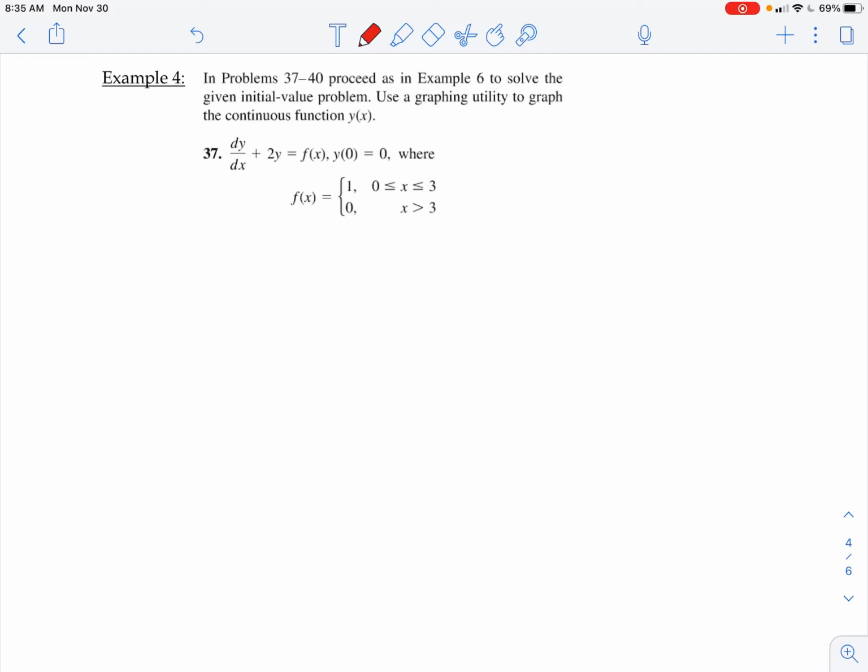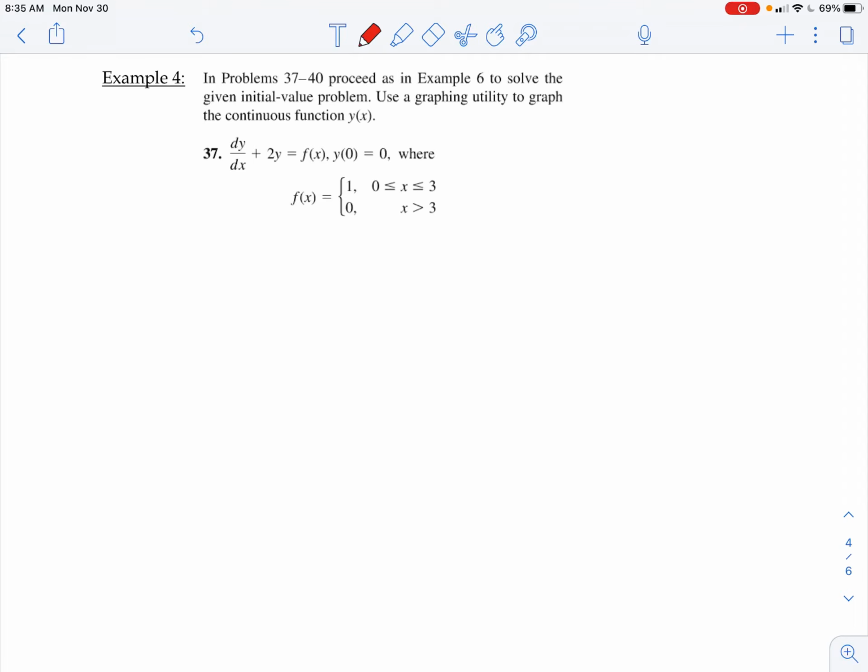Up the notes. I'm not going to make you use a graphing utility to graph the continuous function y of x. You don't have to if you want to. You could use Desmos if you'd like, but I'm not going to make you have to do the graphing utility part. I just want you to be able to solve the differential equation given the initial value problem.